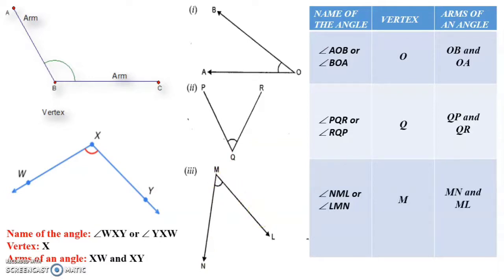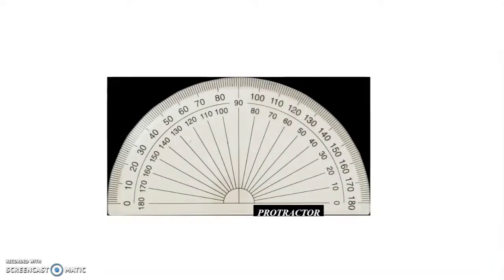Now, if we want to measure any given angle, then we use a specific instrument, and that instrument is called a protractor. So, this is a protractor. A protractor is semicircular in shape. Students, now whatever notations I'll be telling you, please note them down or keep them in your mind, because these notations will help you to measure an angle or to draw an angle.